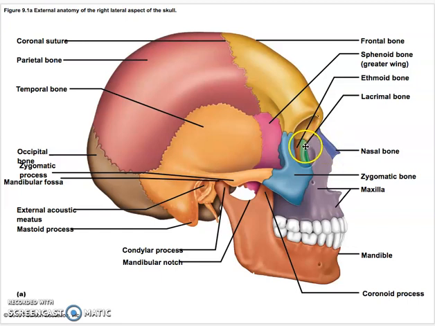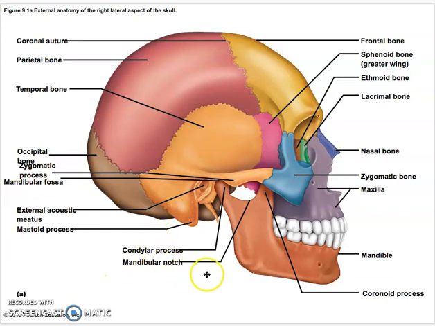And at the corner of our eye is the lacrimal bone. Lacrimal comes from the Latin word for tear. And just behind that, we can see a little hint of a bone called the ethmoid bone. And we also see a hint of a bone called the sphenoid bone. We're going to see these again in a couple of slides. These bones are actually much bigger than we see here, but they're deep inside the skull.